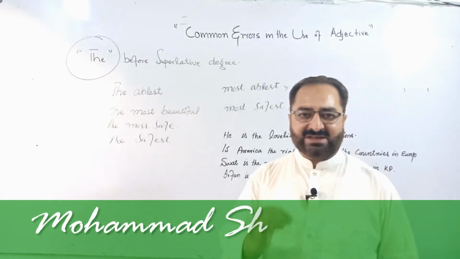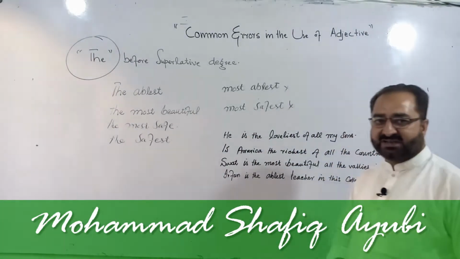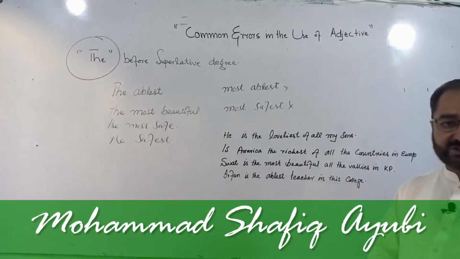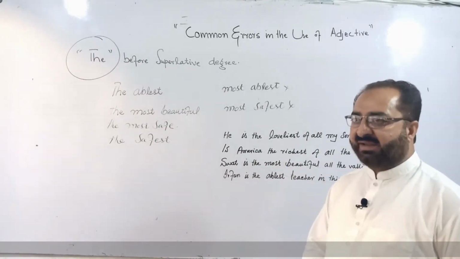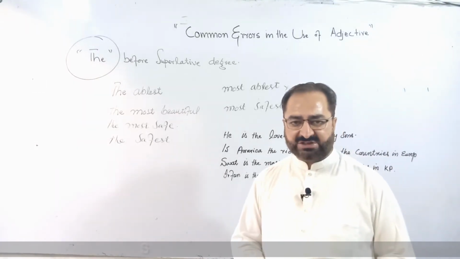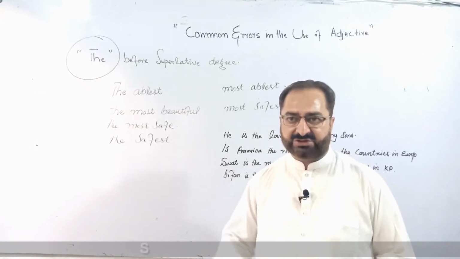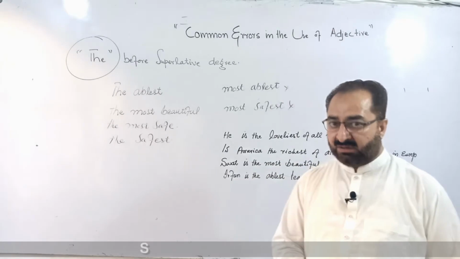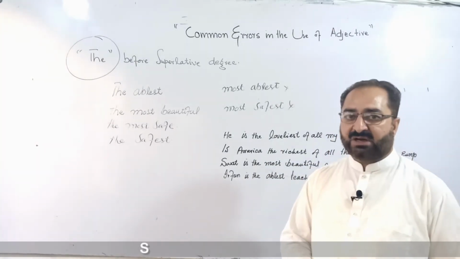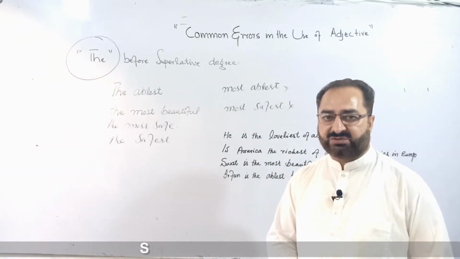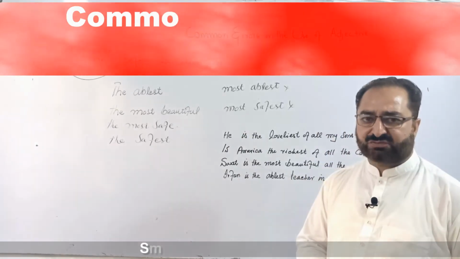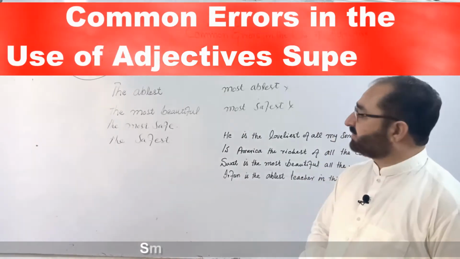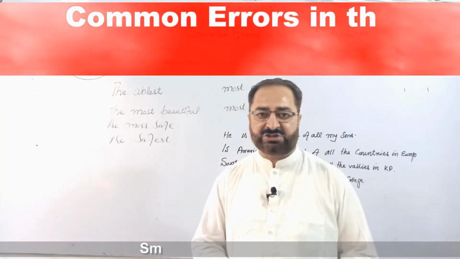Everyone, we were discussing the errors and mistakes we commonly make in the use of adjectives. In the previous video, we discussed the mistakes in the use of the positive form of adjectives, and in the last video, we discussed the errors and mistakes we commonly make in the use of the comparative degree of adjectives. Today, we are going to discuss some mistakes which we commonly make in the use of the superlative form or superlative degree of adjectives.